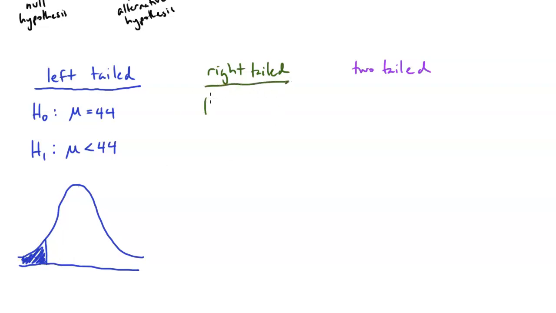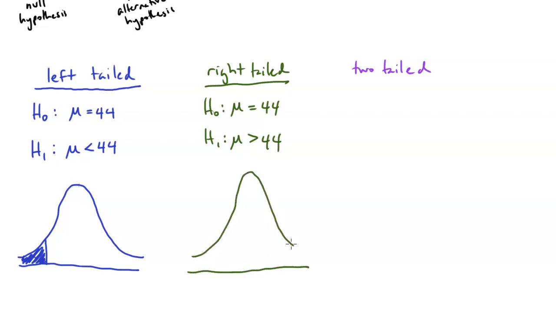Less than 44. If the null was the population mean equals 44, and the alternative was the population mean is greater than 44, that would be right-tailed. Greater than, right-tailed. Greater than, right-tailed. And I said this is 44, but it's not. It's whatever value we're interested in testing. We'll see in the other problems. I just want to make this point.